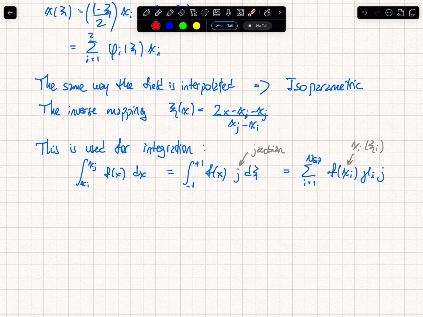Now, notice also that this integration may not be exact, and so I'm going to just write an approximation here. It is going to be exact in some cases. Anyone has an idea? Which cases?